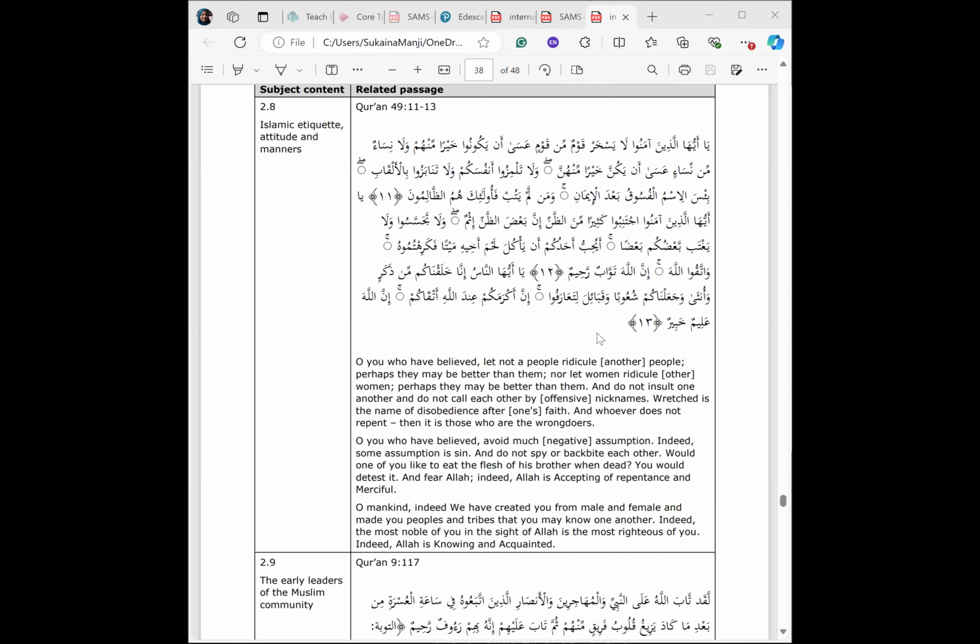So if you're talking about particular prophets, you want to maybe look at their history very quickly and see how the people were at that time. So here you can see in the second section, "O you who have believed, indeed, some assumption is sin." So negative assumptions, spying, backbiting. During the time of Prophet Ibrahim as well, there was a lot of tension in terms of how people were negative. So look at how this can be brought in. What negativity was happening at that time? How was Islam seen in a negative way?